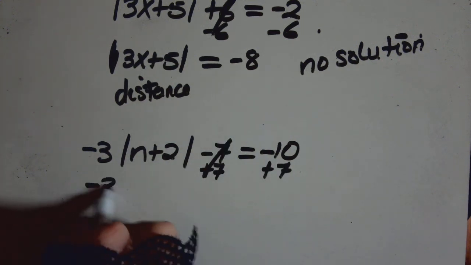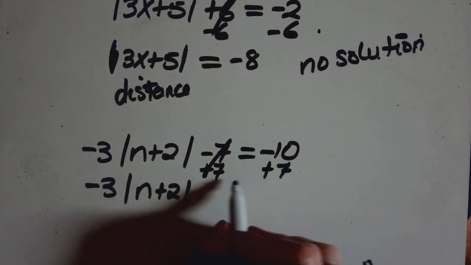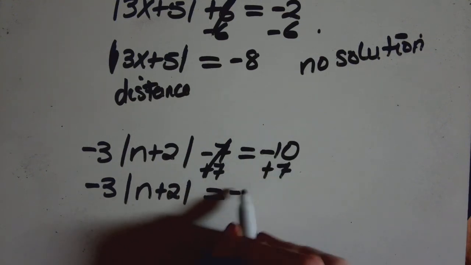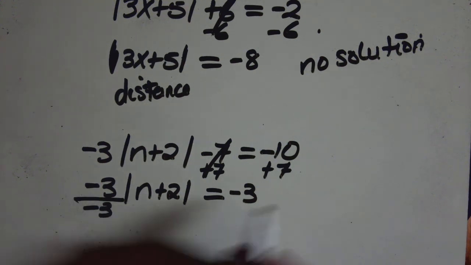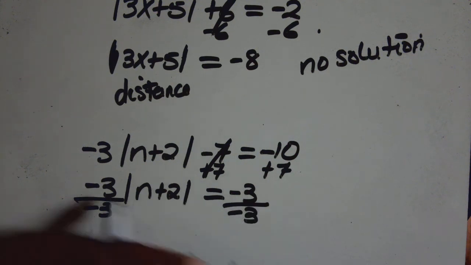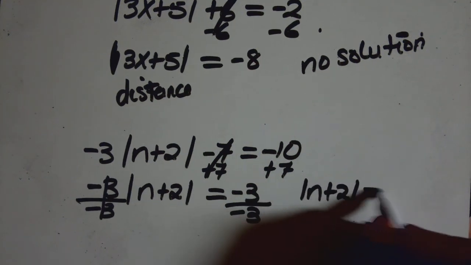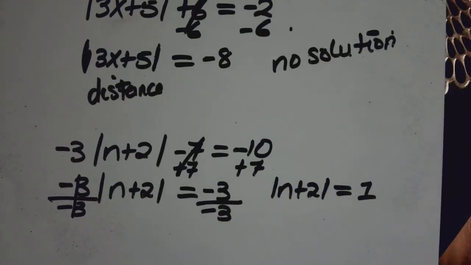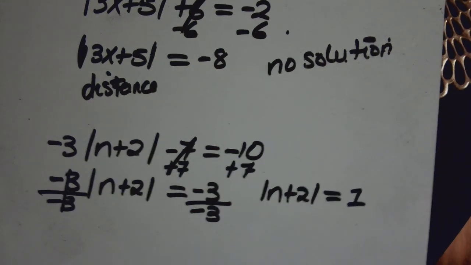Okay, so -3 times the absolute value of n plus 2 equals what? -10 plus 7, is that not -3? Okay, but here we have a -3, so let's divide to get rid of that. So the absolute value of n plus 2 equals -3 divided by -3, which is +1. So see, when we solve it, it's fine. So this will have two solutions.